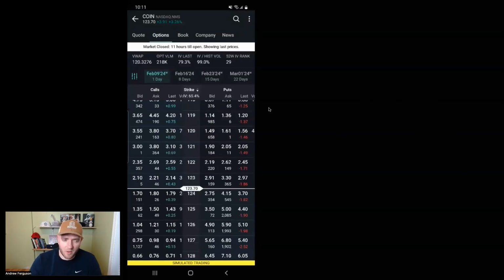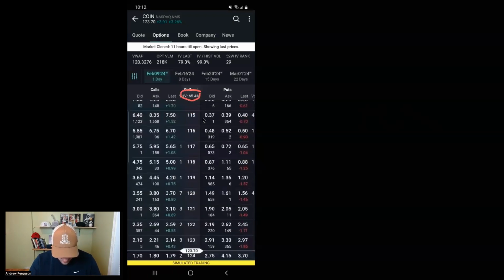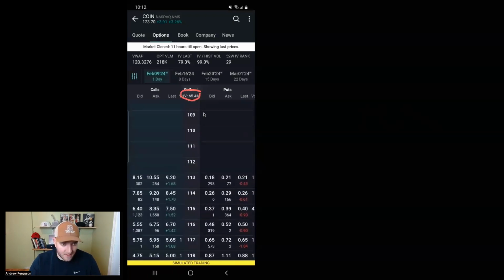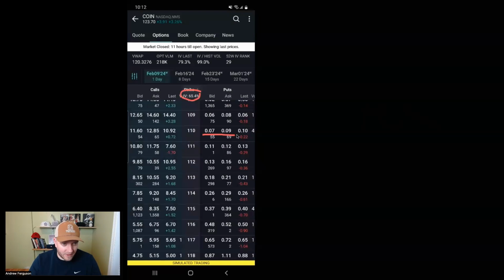Now we want to make sure that we go out in time enough, and we understand the volatility that's going on in the stock as well. We can see volatility here for this week is 65. We probably don't want to do this week. There's not enough juice to get paid at the 110 level. If we go all the way down, you can see there's very, very little juice that we're going to be able to squeeze out of this. So we want to go a little bit further in time.